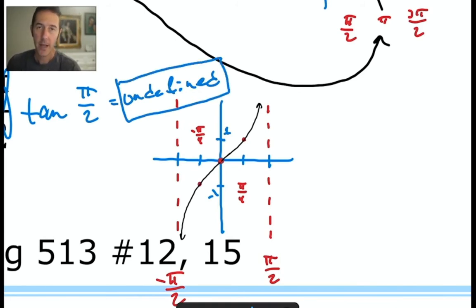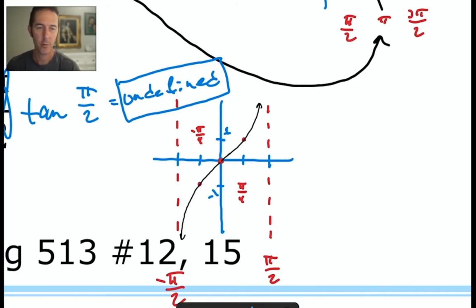That seems anticlimactic, except that if you answer undefined, you're going to get the correct answer on a homework assignment, quiz, or test. So it's kind of good that you know about that. Let me ask you a follow-up question. What's the tangent of negative pi over 4? Take a look at the graph. What's the tangent of negative pi over 4?